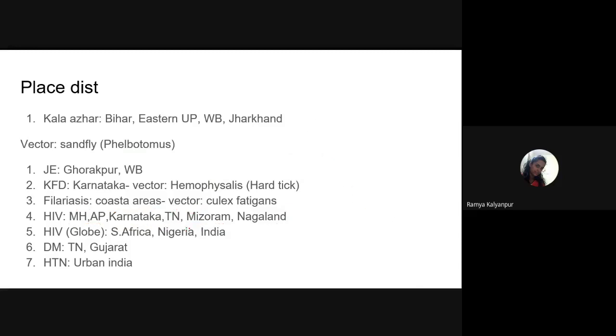Now, when we see globally, worldwide, HIV is most commonly seen in South Africa, Nigeria, and India. So whoever goes to South Africa or Nigeria, or international travelers coming to our country, have more chances that they may contract this HIV and develop AIDS. So this is what we have to know. These are the high risk areas.